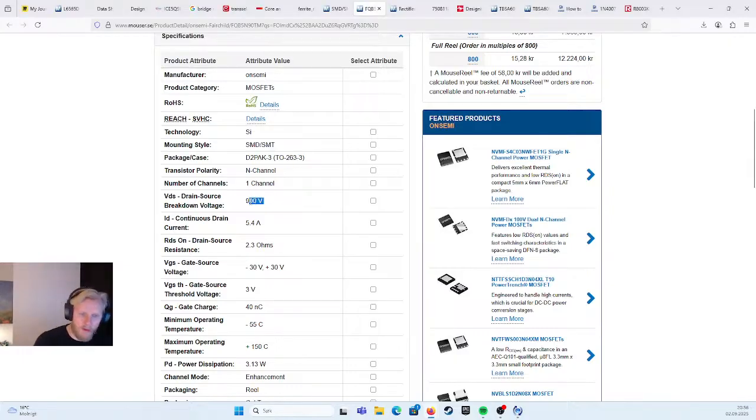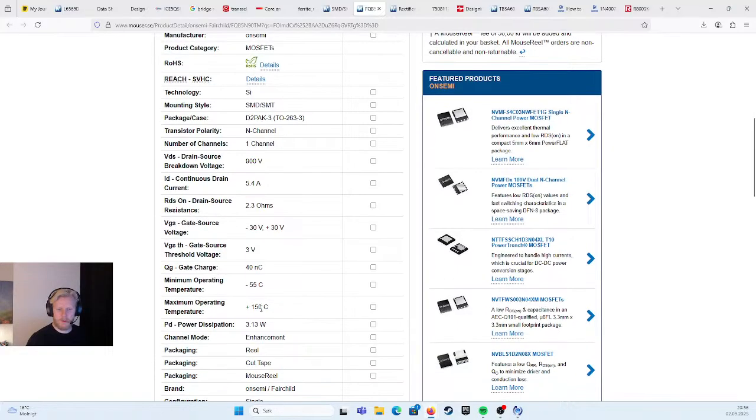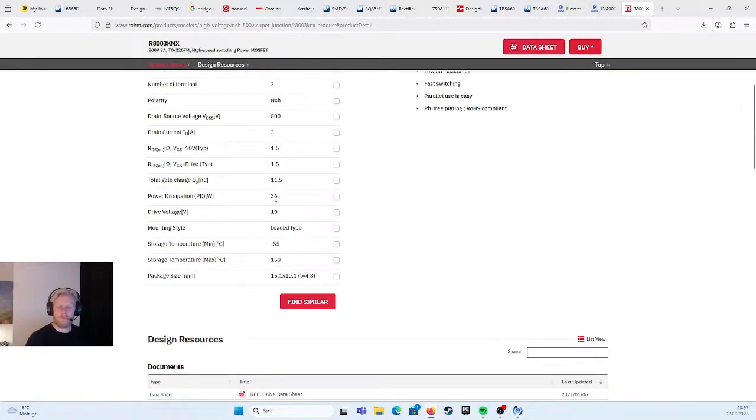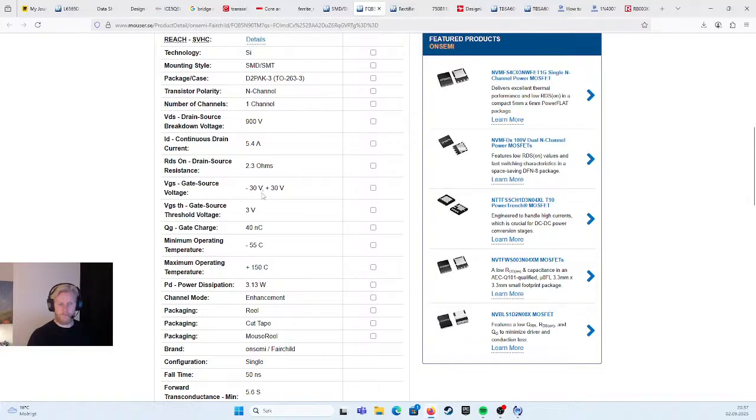Yes, but it has what we want, right? At least 875 drain to source breakdown voltage and 5.4 amps, so a bit higher, but I guess it's no problem. 3.13 watt power dissipation. Okay, and this one had 36.